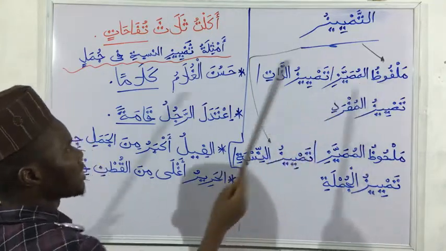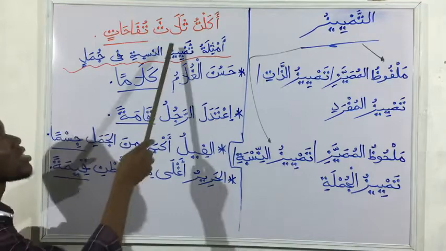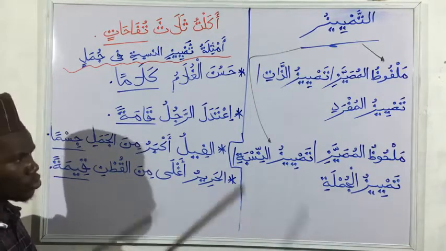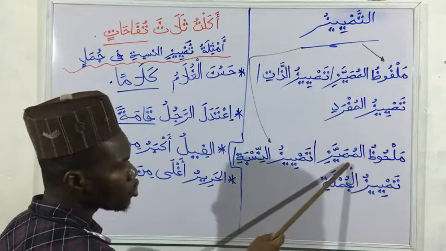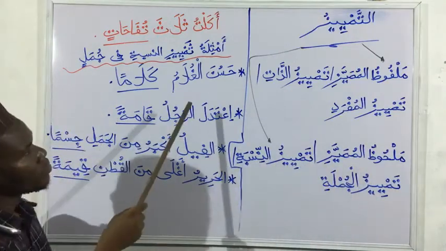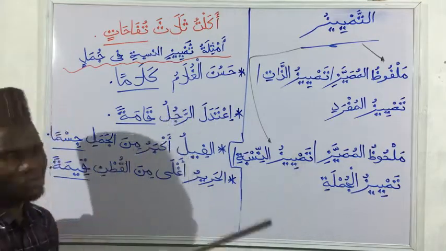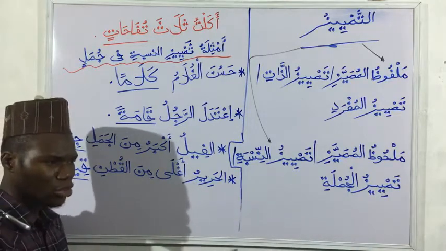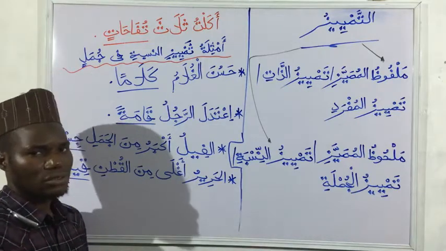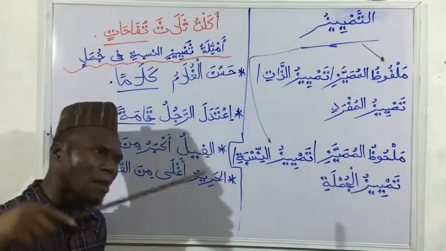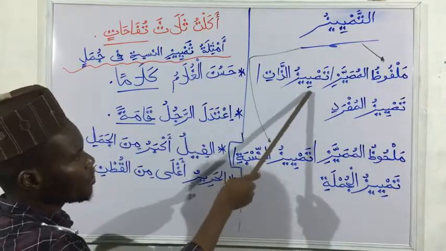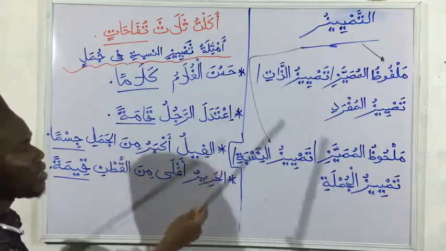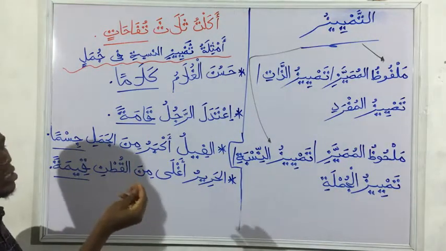We have malfuzul mumayyaz, meaning what is ambiguous is explicitly stated. Akaltu thalatha, I ate 3. So this is the mumayyaz, that particular word. Or we have malhuzul mumayyaz, ambiguity that is noted, that is perceived. Hasan al-gulam, the boy is good, but I don't know in what aspect he is good or what he is good at. So that's malhuzul mumayyaz. The ambiguity is just perceived, you can't pinpoint it. So we have tamyiz that comes to clarify the first part, that tamyiz comes as something of being.